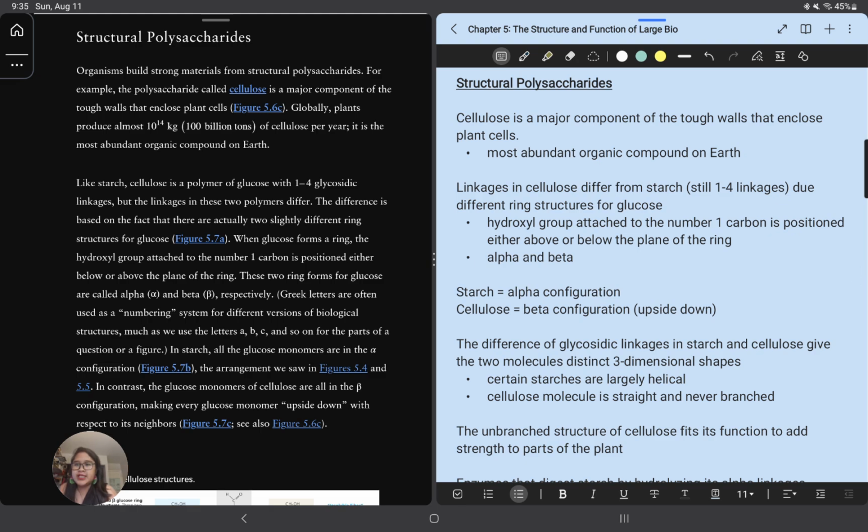And structural polysaccharides. Organisms build strong materials from structural polysaccharides. For example, the polysaccharide cellulose is a major component of the tough walls that enclose plant cells. Globally, plants produce almost 10 to the 14th kilograms, or 100 billion tons, of cellulose per year. It is the most abundant organic compound on Earth.